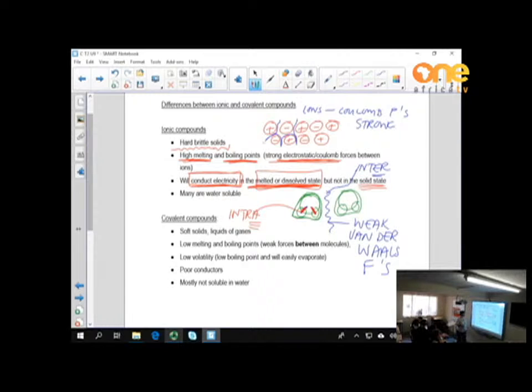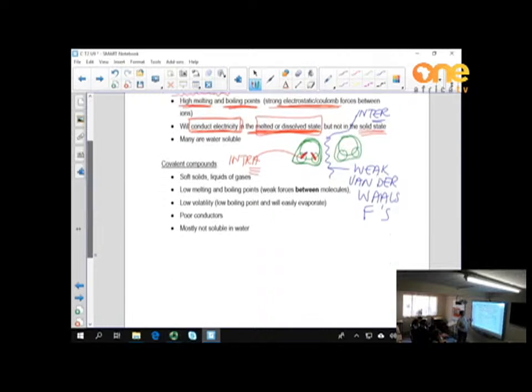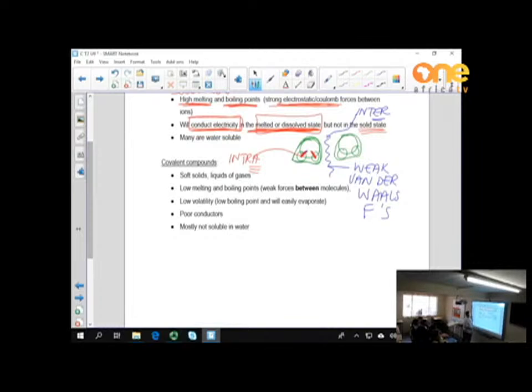Okay. Covalent compounds. Remember, the forces between the particles are weak. So, if they are solids, they will be soft.